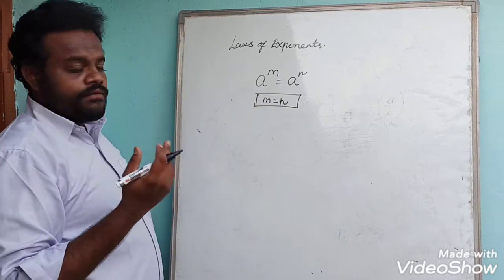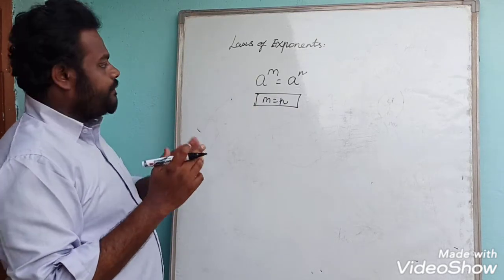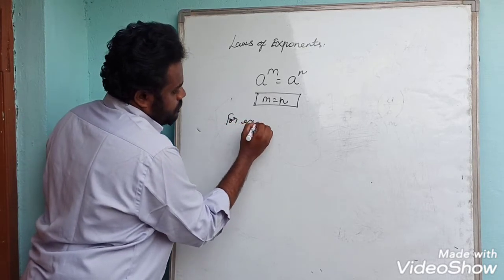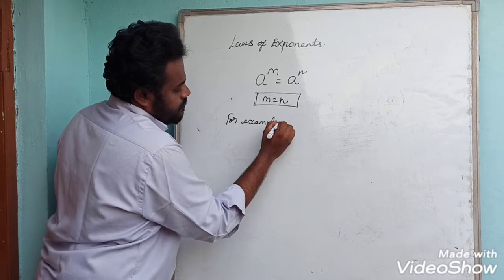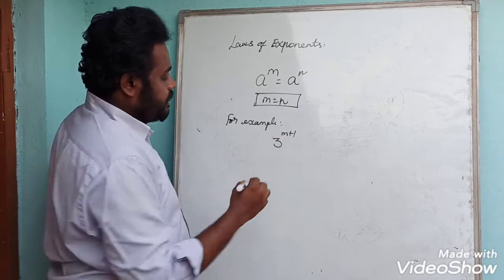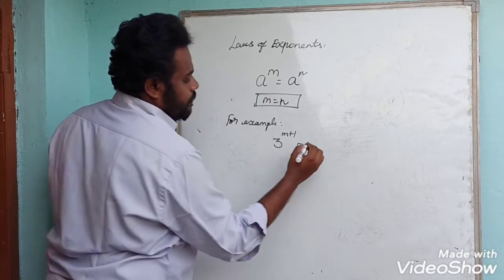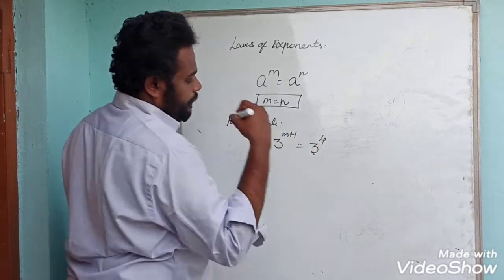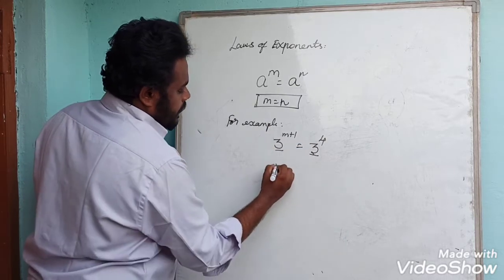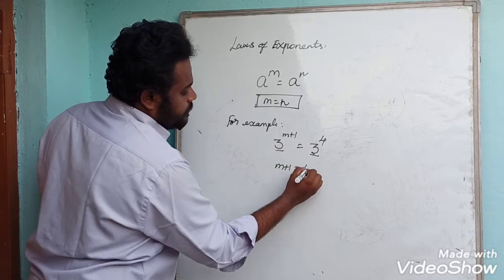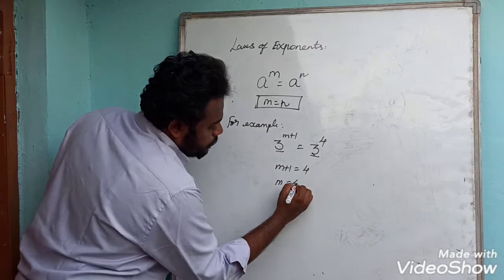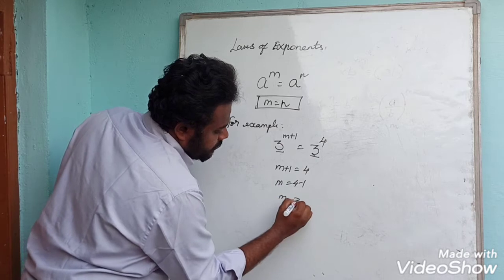So when the bases are equal, we have to compare the powers. For example, I take 3 to the power m plus 1 here, and I will take 3 to the power 4. By comparing, the bases are equal, so I take m plus 1 equal to 4. So m equals 4 minus 1, m equals 3.